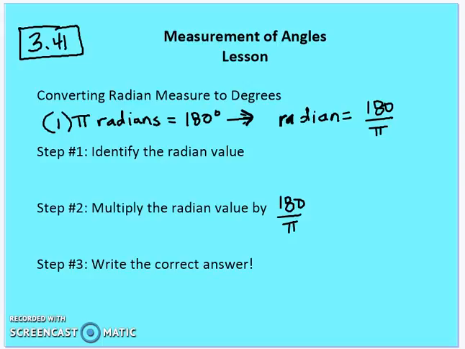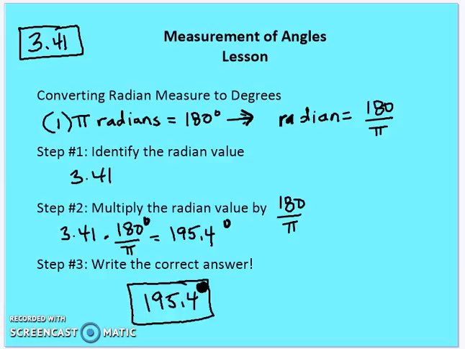So we're going to take 3.41 and convert that radian measure to degrees. I'm going to multiply the radian measure times 180 over pi, because there are pi radians in 180 degrees. First identify the radian value, 3.41. Then multiply it by 180 over pi, and then write the answer. 3.41 times 180 over pi is approximately 195.4 degrees.